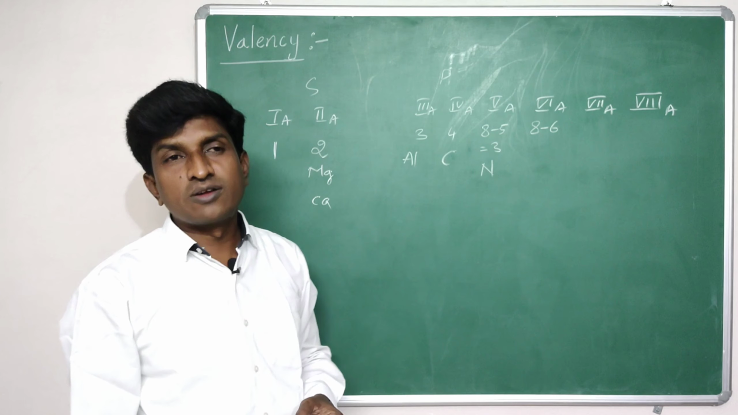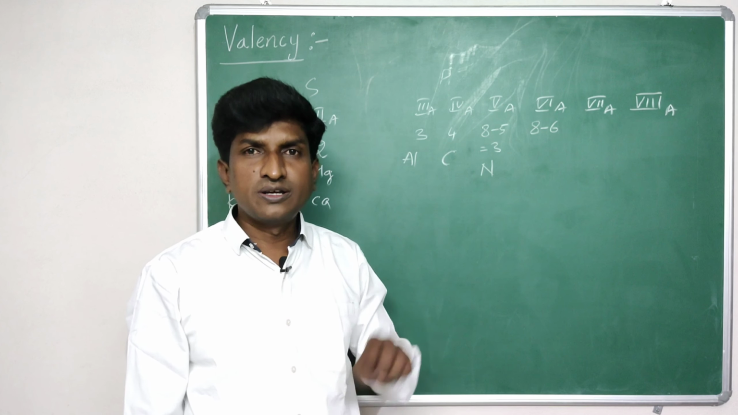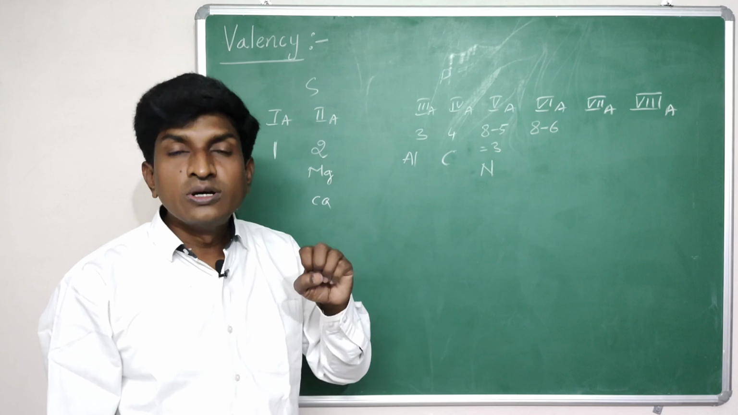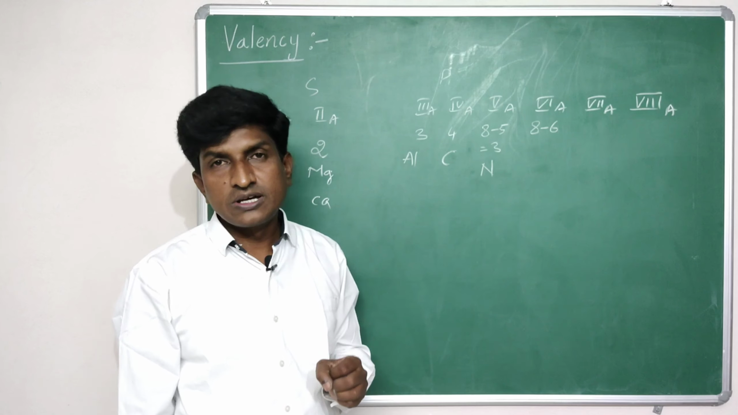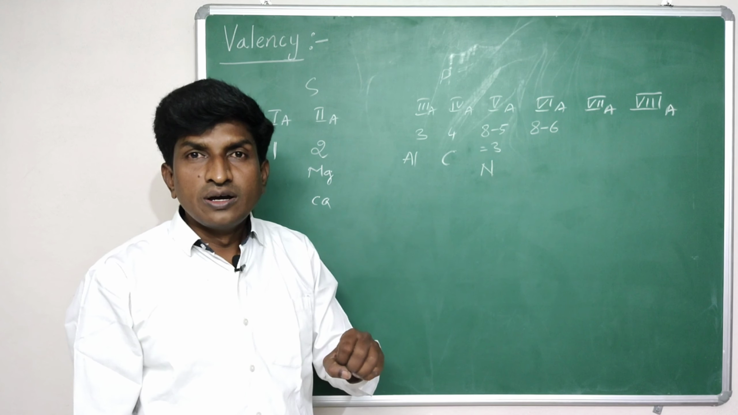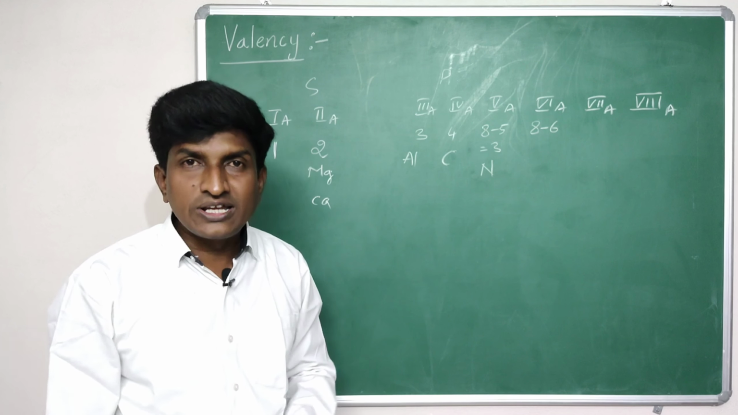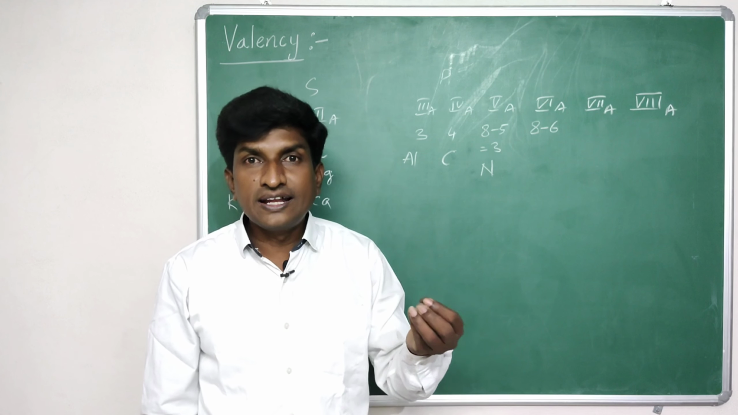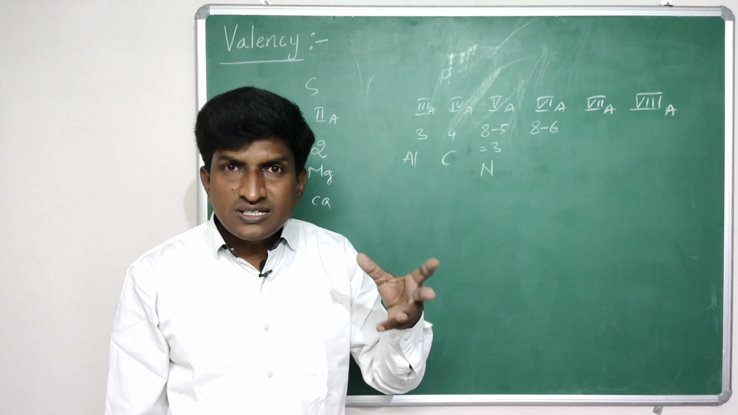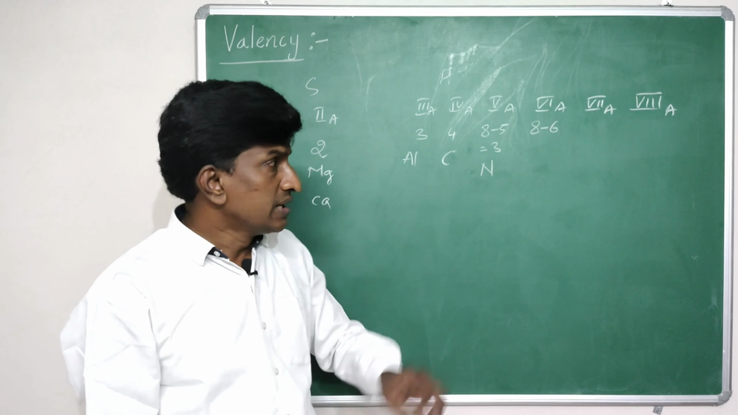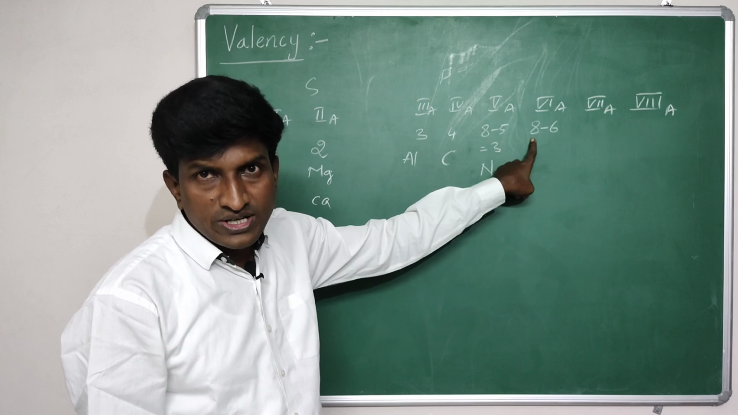Then what is octet configuration? Having 8 electrons in the outermost orbit gives stability to that element. Due to this, each and every element undergoes chemical reaction. During the chemical reaction, they gain or lose or mutually share electrons. They try to get 8 electrons in their outermost orbit so that they get stability. That's why getting 8 electrons in the outermost orbit is said to be octet configuration.